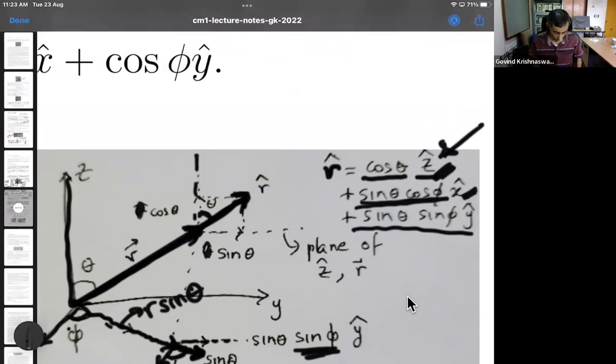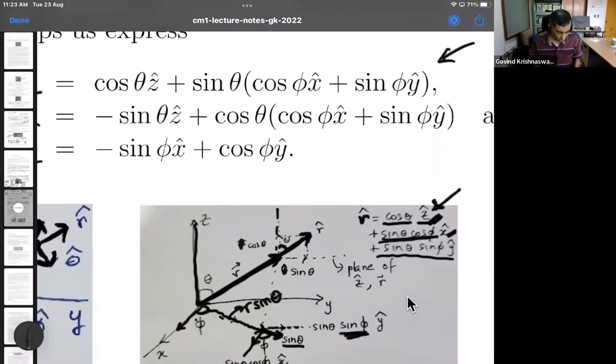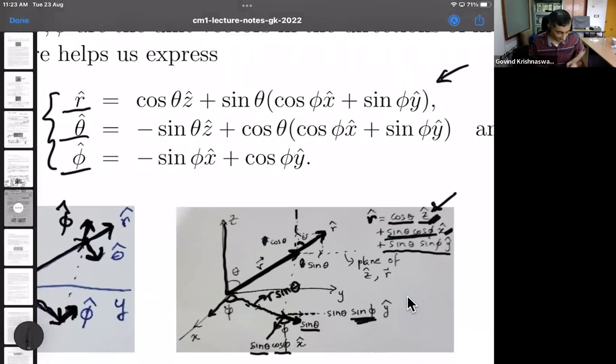Okay, very good. Now one can similarly play a similar game with a little bit more trigonometry. Actually, it's not that bad. To get your theta hat and phi hat vectors expressed in terms of x hat and y hat. Now the phi hat vector is particularly easy because phi hat points this way, on the xy plane. So it has only x and y components.